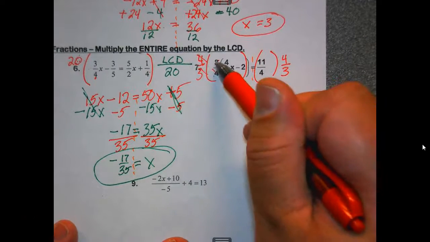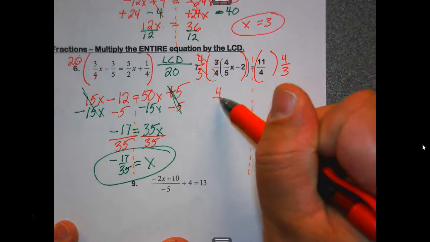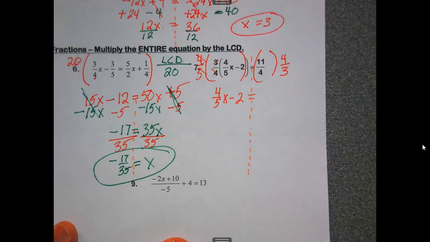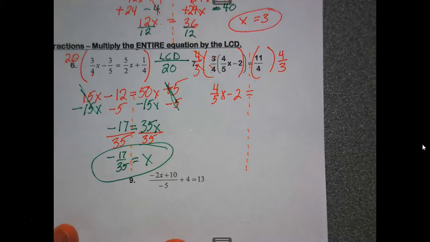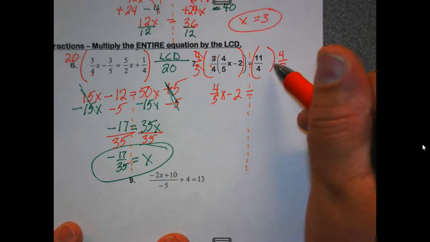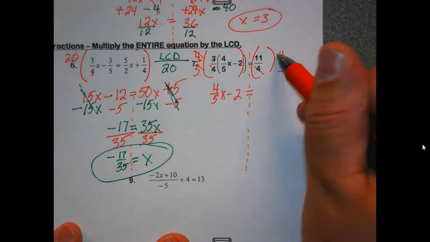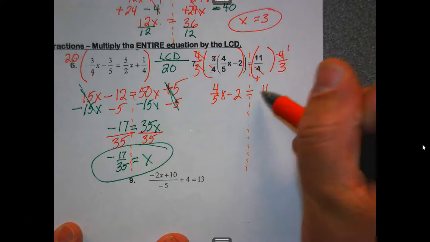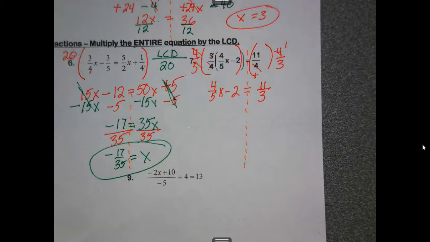These cancel out to 1. 1 times this parenthesis is just the parentheses. 4/5 x minus 2. What's on the right-hand side? 4's cancel, the 1, right? 11 times 1 is 11 thirds. With me?